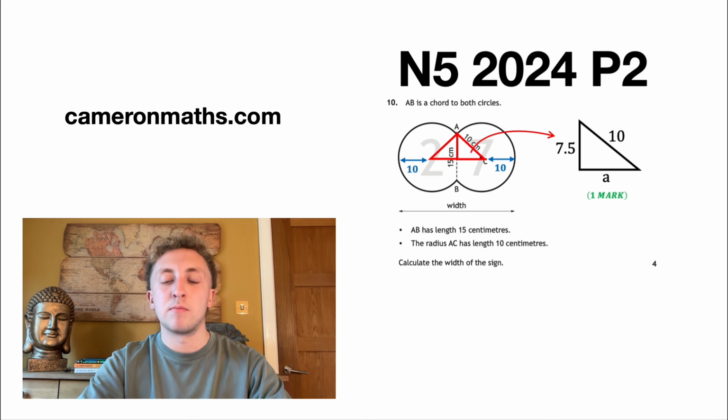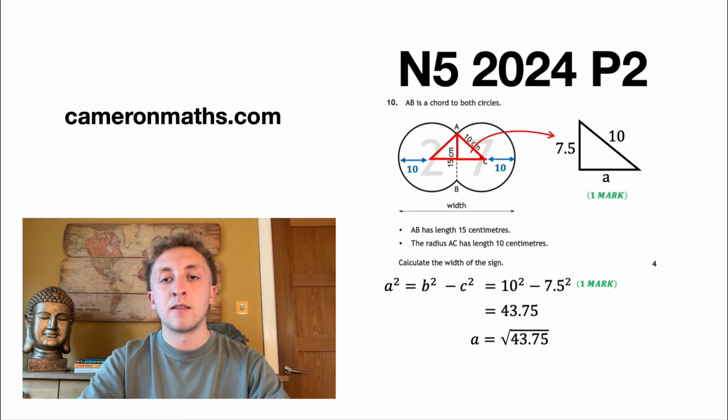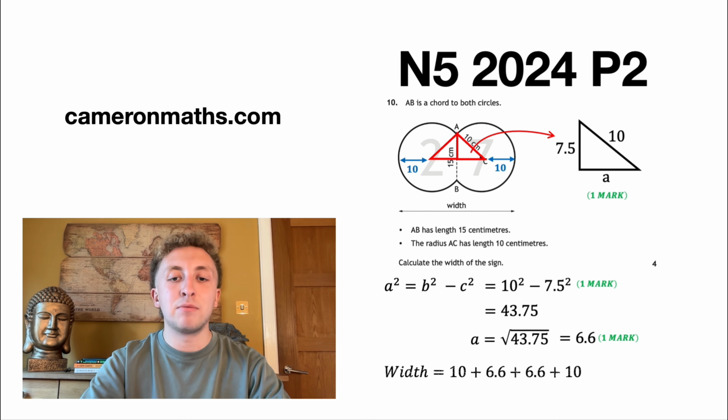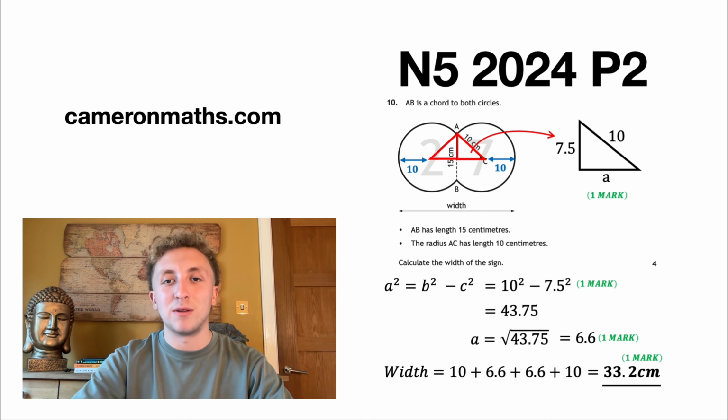Now, we can find a using Pythagoras. Since we have the hypotenuse, it's going to be a squared is equal to b squared minus c squared. That's 10 squared minus 7.5 squared, which comes to 43.75 in the calculator. And then we square root that to find a, which comes to 6.6. Lastly, the width of the sign then is 10 plus 6.6 plus 6.6 plus 10, which comes to 33.2 centimeters.